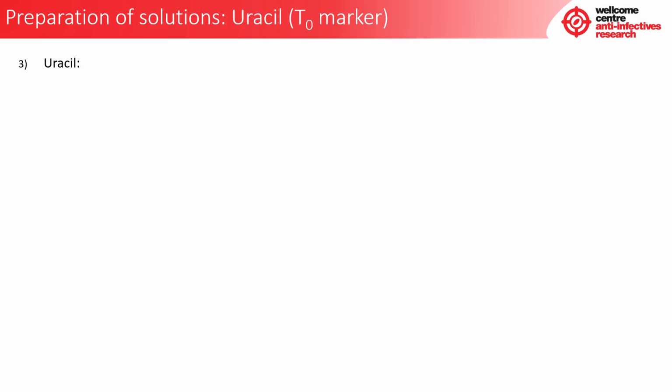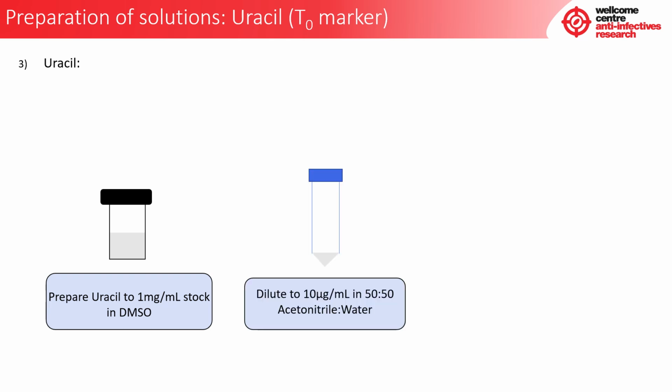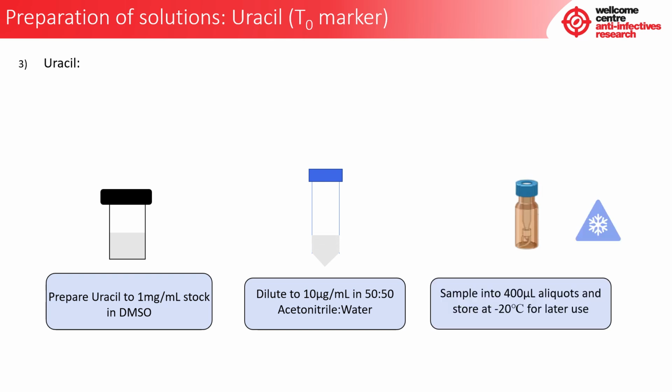Preparation of uracil, the T0 marker. Create 1 mg per ml stock of uracil in DMSO. Dilute to 10 micrograms per ml in 50-50 acetonitrile water. Finally, sample into 400 microliter aliquots and store at -20 degrees Celsius for later use. These aliquots can be stored and used for up to 6 months.